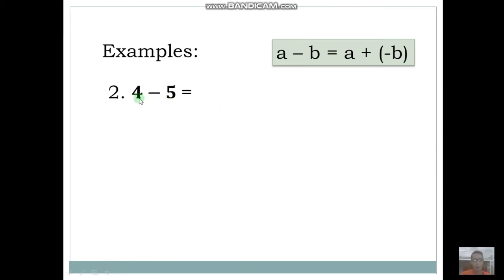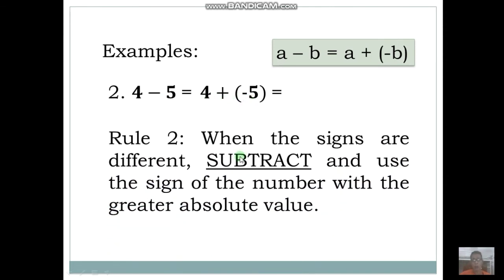Okay? Next example, 4 minus 5. Okay? Sundin pa rin natin ang guide na ito. Okay, so 4, just keep it. Then change the subtraction into addition following this guide. Then change the subtrahend from positive, magiging negative. Alright, then magkaiba yung sign. So we will still apply rule number 2 of addition. We will do the subtraction. Okay, so negative 1 yung sagot natin kasi yung negative with a greater absolute value.